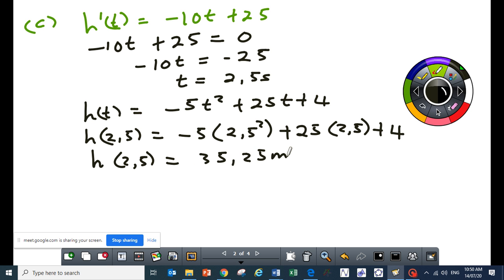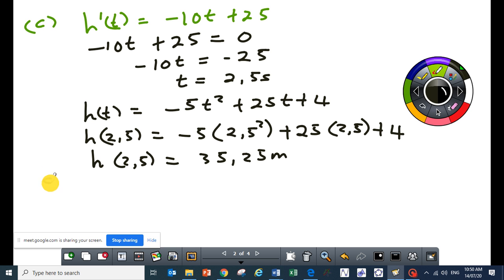Then D says the time taken to reach a downward velocity of 5 meters per second. Now, for you to be able to do that question, we have to use the first derivative because velocity is the gradient of this function. So we need to know at what time the ball reaches a velocity of 5 meters per second as it goes downwards.